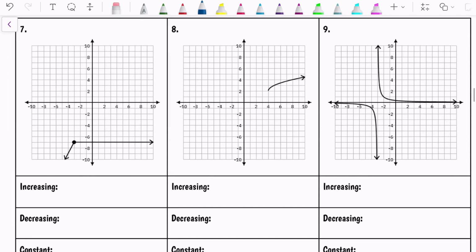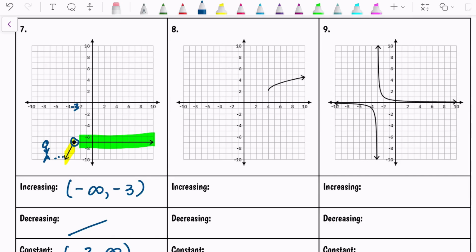All right, our last 3. Number 7, we are a stick figure on a journey. Here we go. We are going to start by walking up. Then we're going to flatten out for the rest of the time. So I can go ahead and say it's never decreasing. It turns at negative 3. I'm increasing from the left, so negative infinity until negative 3. It is constant from negative 3 forever to the right, which we call positive infinity.